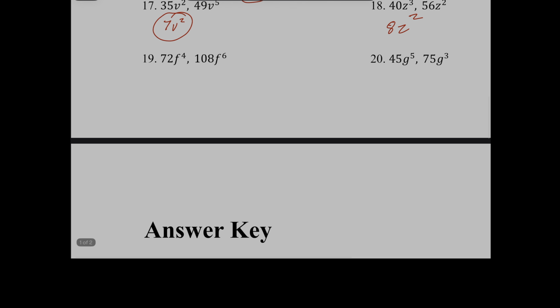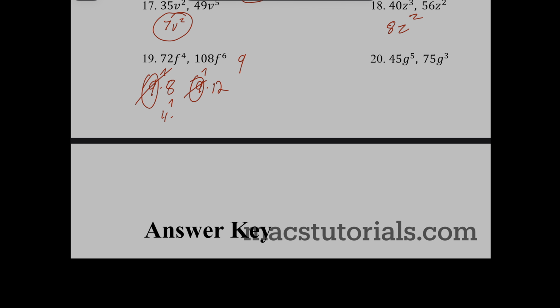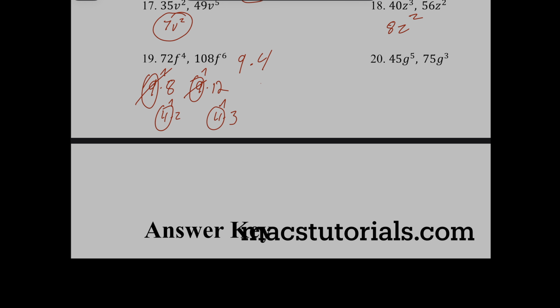9 times 8, and this is 9 times, if you memorized your 12s, it's 9 times 12. And so I see the 9, so I'm going to pull out a 9. I'm going to break that into 4 times 2. I'm going to break that into 4 times 3. And I see that. I'm going to pull out a 4. So what's my common? It's going to be 36f to the 4th.